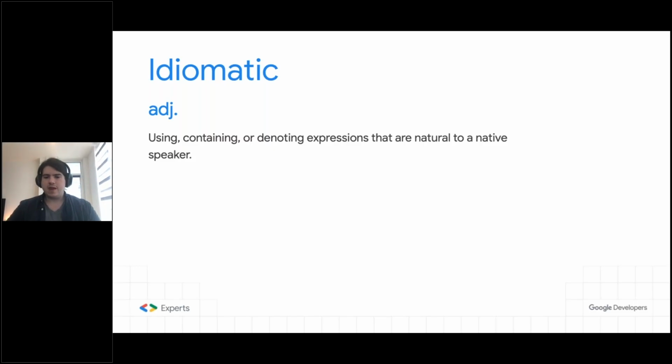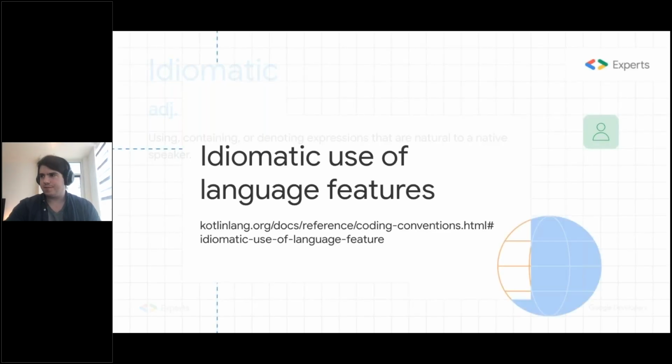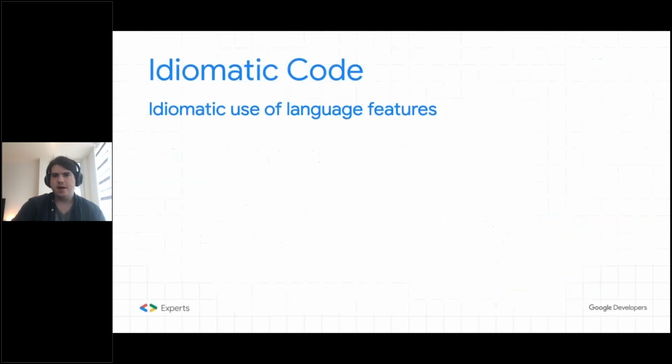So it means that you're using expressions, features, and language paradigms that are native to Kotlin, and as such, when you come back to it as a reviewer, it's much more familiar, much more consistent with the rest of the code. You can check out the documentation on the idiomatic use of language features on the kotlinlang.org website. I really recommend checking out this resource. It's quite long, it's more of a reference document, but it's worth having in your bookmarks.